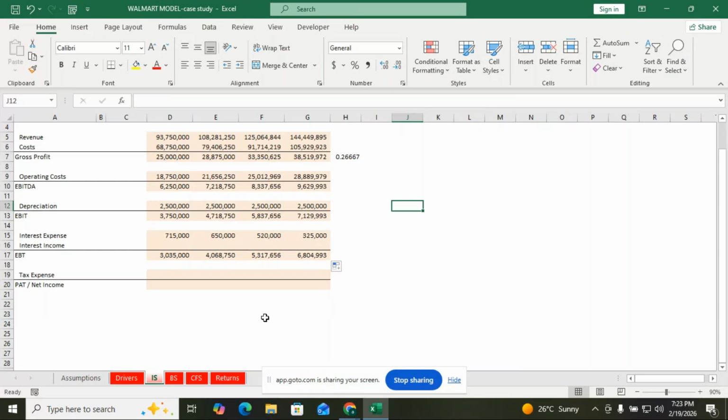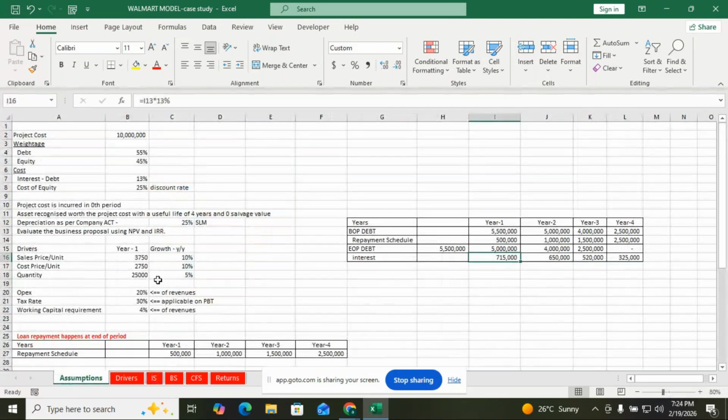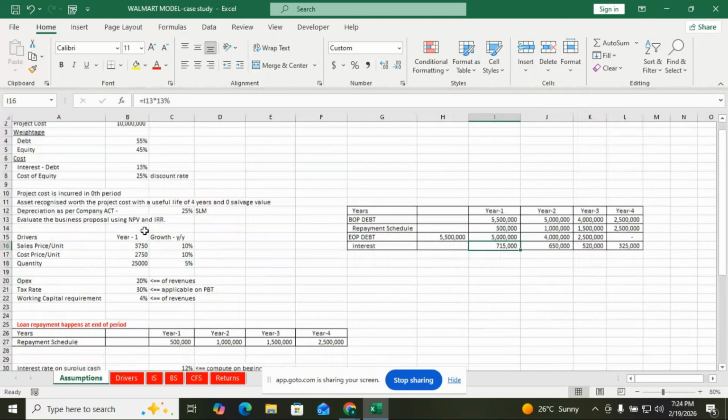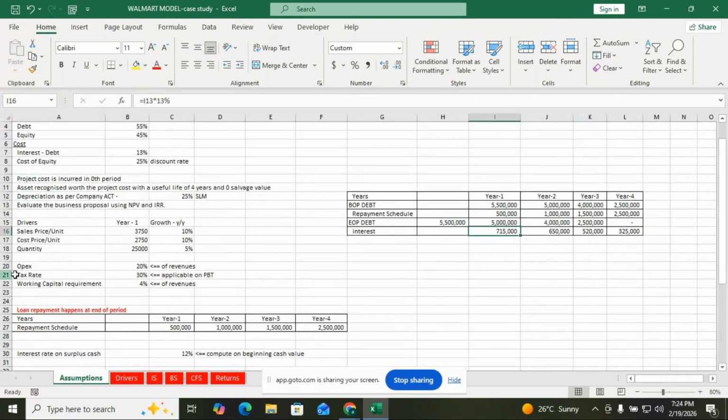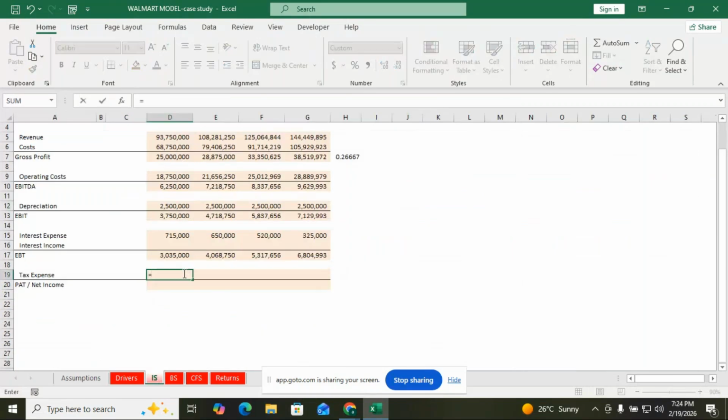So if you're able to get the EBT, please compute the tax now. So what is the tax, ma'am? I'll go to the assumption sheet here. What is the tax rate being given for this project? See here, after the OPEX we have the tax rate. So tax rate is 30% on the PBT or the EBT. So 30% is computed as a tax on the applicable EBT or the PBT. So what you can do is equals to your EBT into 30%. That's all.